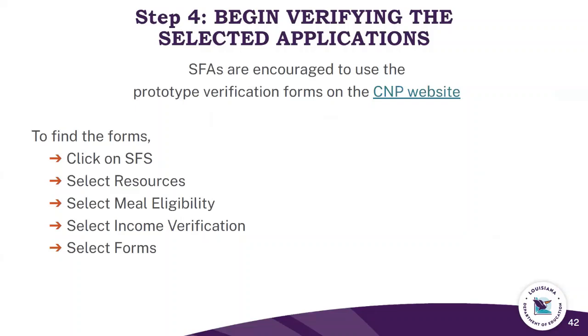SFAs are encouraged to use the prototype verification forms on the CNP website, and these can be found under the Forms section of the website. The household notification letter must include an indication the household was selected for verification, a modified use of information statement, the full USDA non-discrimination statement. If a child is receiving benefits based on income, a list of the types of acceptable information that can be provided to confirm the current income, such as pay stubs, award letters from assistance agencies for benefits such as SSI, or support payment decrees from court.